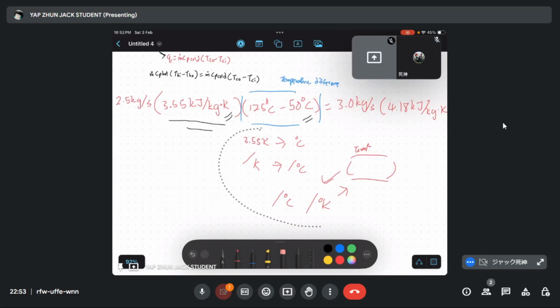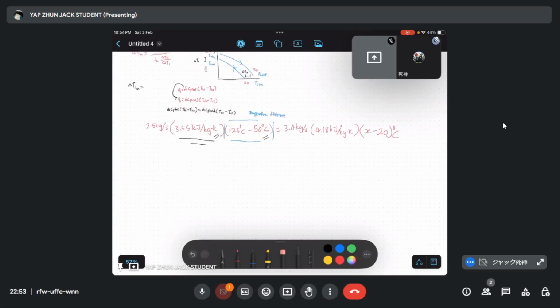Okay, so we do our calculations. We need to find x. So using your calculator, just find out your x. I will show it. We just simply multiply: 75 times 3.55 times 2.5, over 30, over 4.8, 4.18, then plus 20. Actually, your answer will become 25.3. Oh, is it 25.3? Okay.